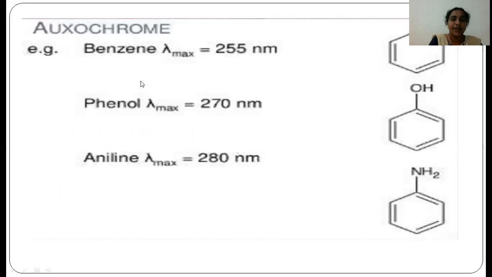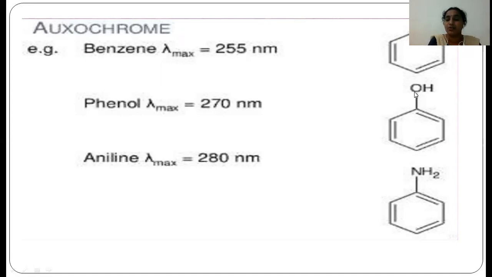For example, in this compound, benzene is a chromophore, because benzene directly absorbs light at 255 nanometers, hence it is called a chromophore. Whereas if you take phenol, the OH group is called the oxochrome, because this OH group directly won't absorb light in ultraviolet or visible radiation. But when this OH group is attached to the chromophore, that is the benzene ring, then the benzene ring absorbs light at 255 nanometers.